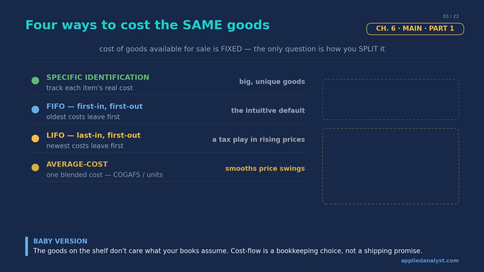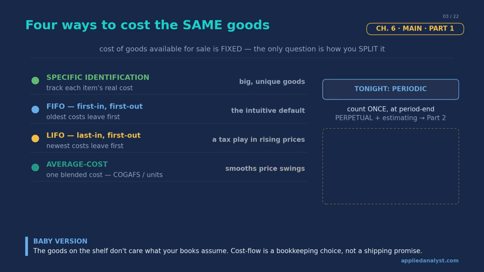And let's set the scope up front, so nothing surprises you later. Tonight we cost all 4 of these under the periodic system, where we count everything just once, at period end. The perpetual version, which recosts after every single sale, and can actually change the LIFO and average answers, plus how to estimate inventory when you can't stop and count it. Those are part 2. Tonight is periodic.